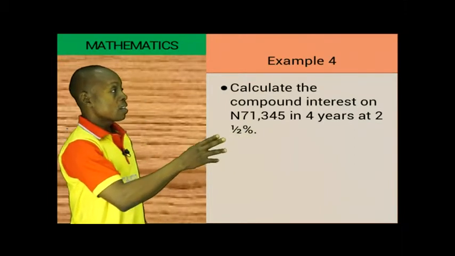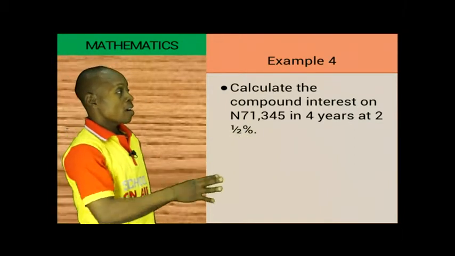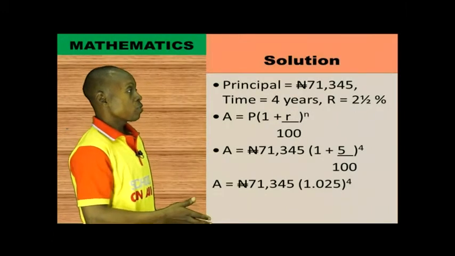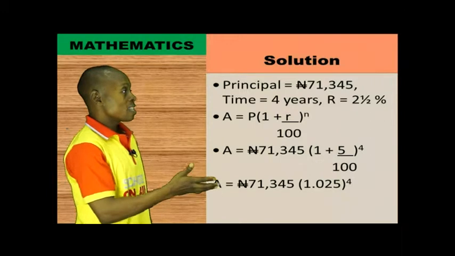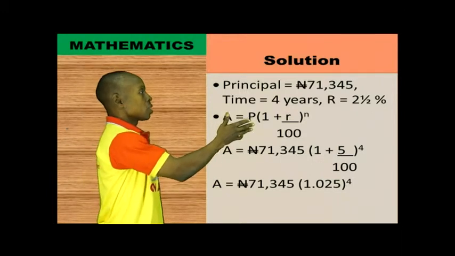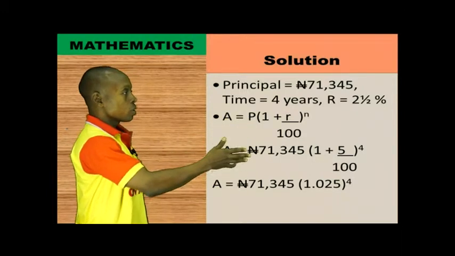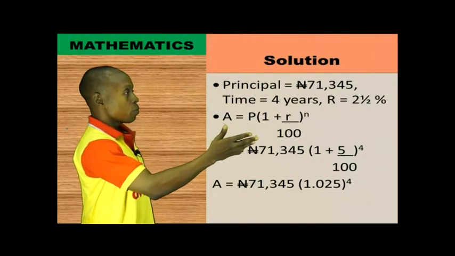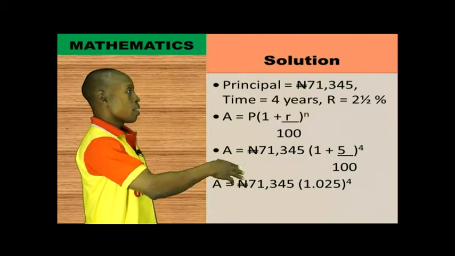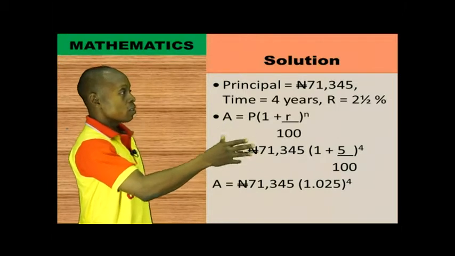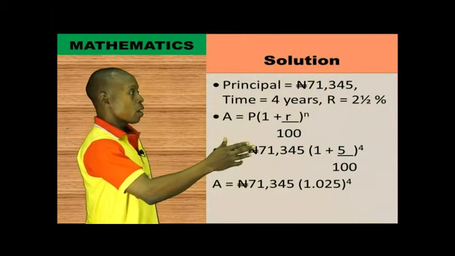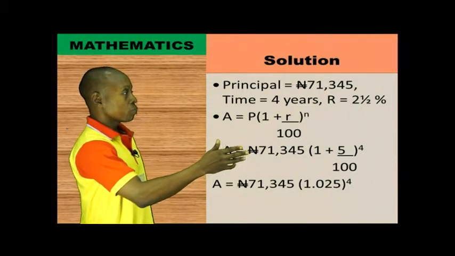I also gave you examples on this: calculate the compound interest on 71,345 naira in 4 years at 2.5% per annum. And we went through it. We inserted the values into the formula for the amount. You discovered that the formula is P (1 + R/100)^n. So the principal is 71,345 naira into (1 + 2.5/100) to the power 4.